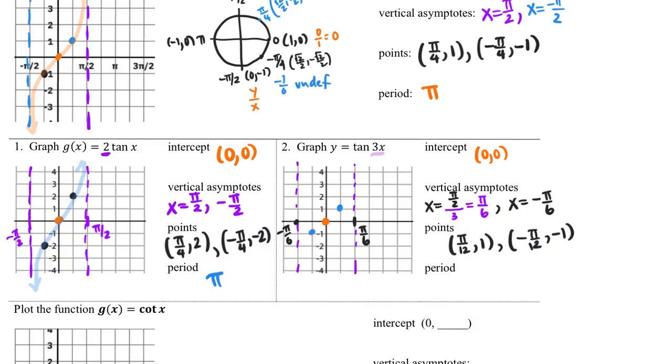I'm going to go ahead and draw my graph in, which looks very much like the parent function, except because of the change in period, the x labels got changed. Oh, the period. The period is normally pi, but because of the 3x, I need to divide by 3. So now the period is pi over 3. Okay, that's the graph of tangent.